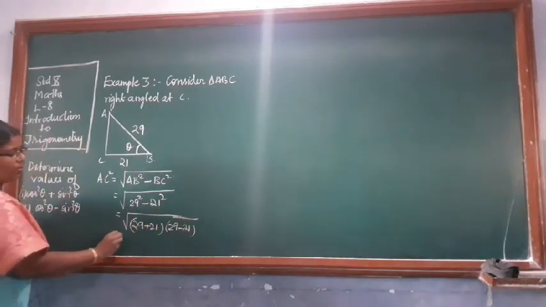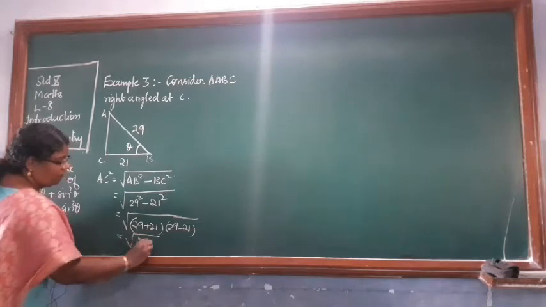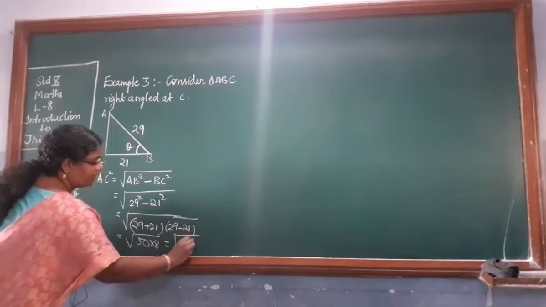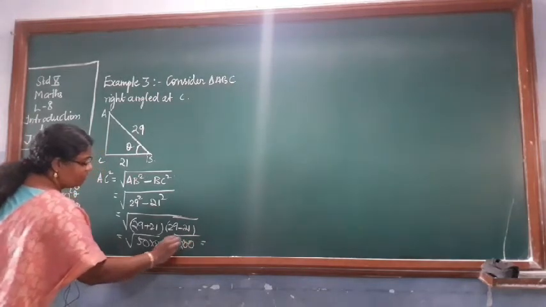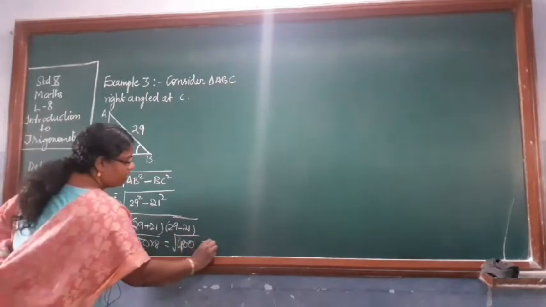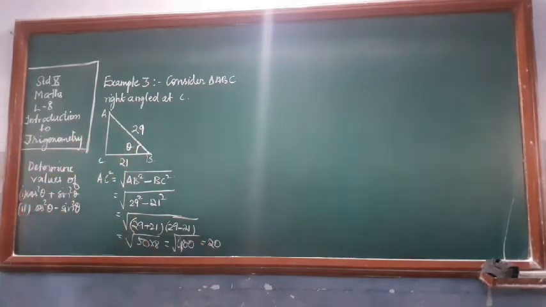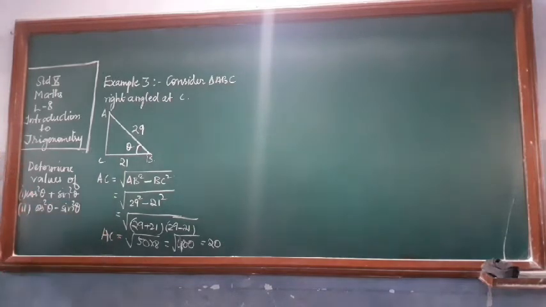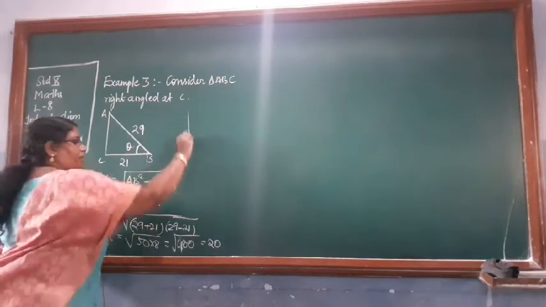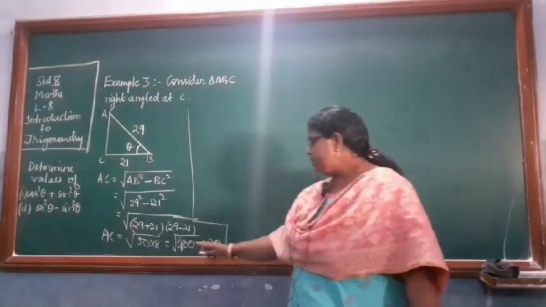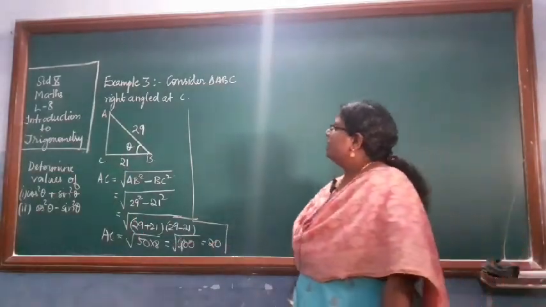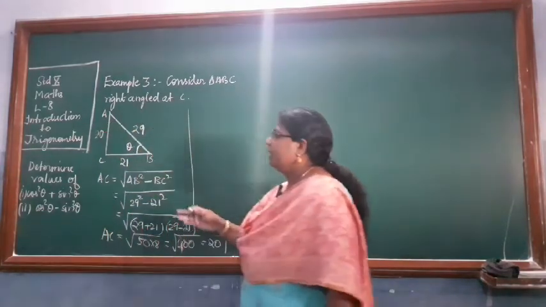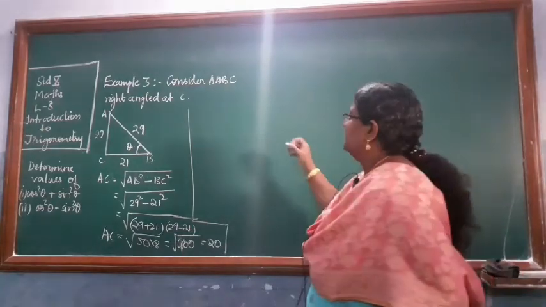This is the a square minus b square form. So this becomes 50 into 8, which is equal to 400. 8 5s are 40. So 400, and taking the square root, 20 units will come. So AC will be equal to 20. Once you have AC as 20, then you can determine the value of cos theta.